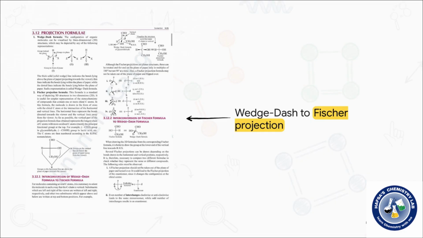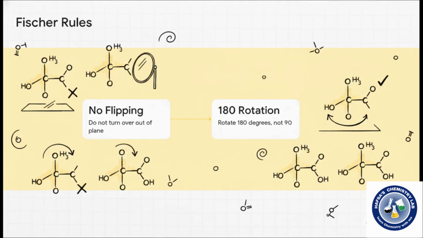The absolute brilliance of the Fischer projection formula on the right is that it flattens this whole thing out. That crosshair shape basically tells you anything on the horizontal line is coming out for a hug, and anything on the vertical line is pointing away. But here's the thing. To keep that 3D information accurate, we have to play by some incredibly strict rules when manipulating these 2D drawings. The source material dramatically calls these forbidden turnovers.